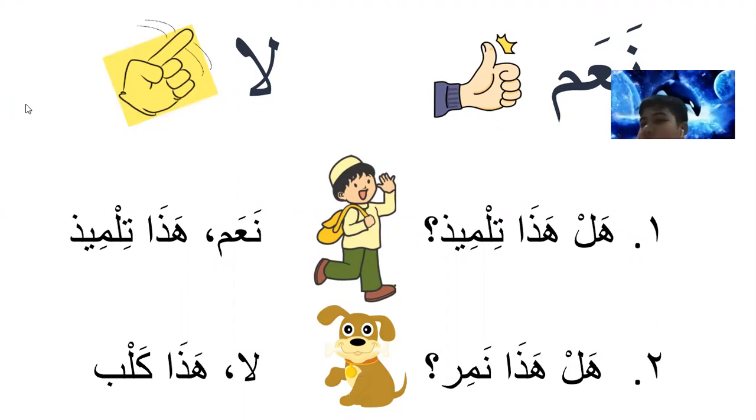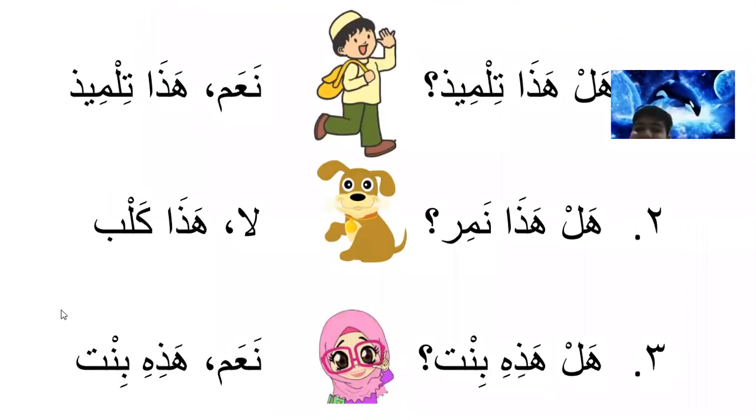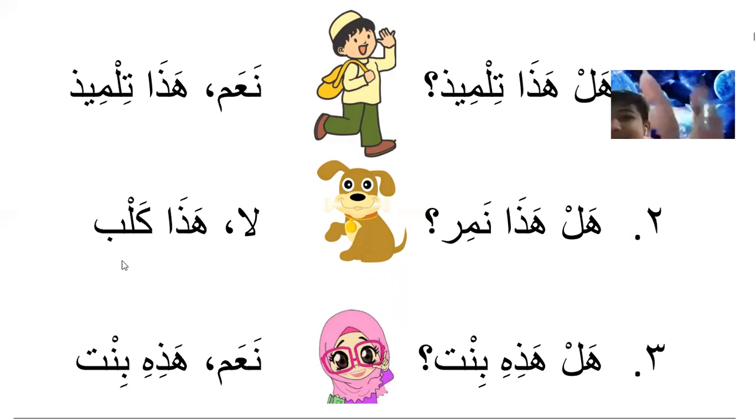Hal hadha tilmidh? Na'am, hadha tilmidh. Good translation. Is this a student? Yes, this is a student. Good. Hal hadha namir? La, hadha kalb. Good. Isn't namir the tiger? Correct. Namir means tiger. So he's asking you is this a tiger, and you replied no, this is a dog.